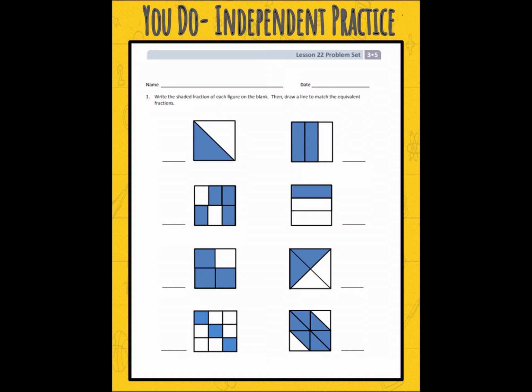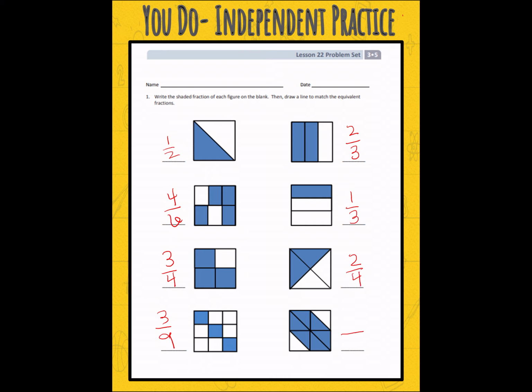All right, here we go. We've got 1/2, 4 sixths, 3 fourths, and then 3 ninths. On this side, we have 2 thirds, 1 third, 2 fourths, and oh, this is a tricky one.